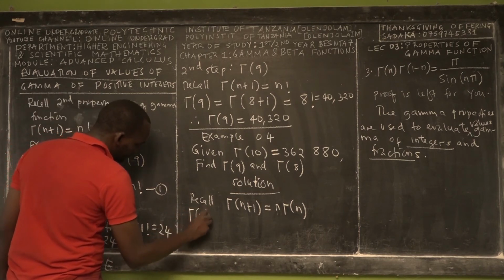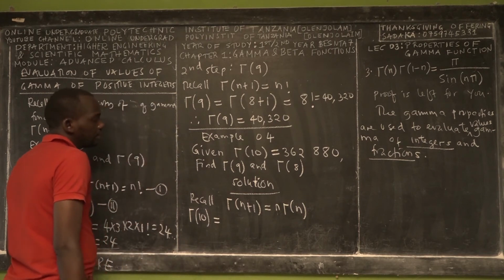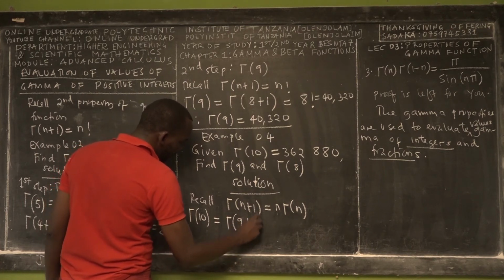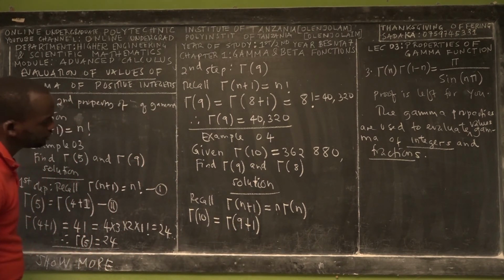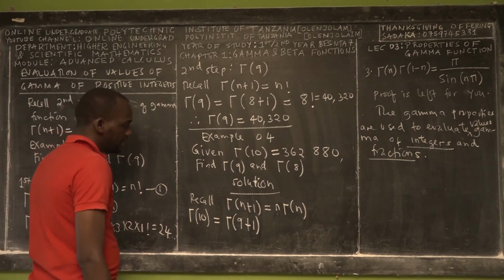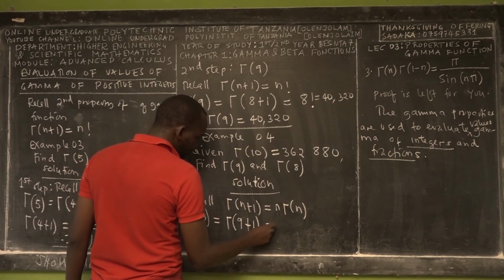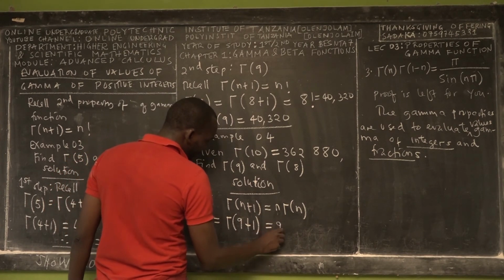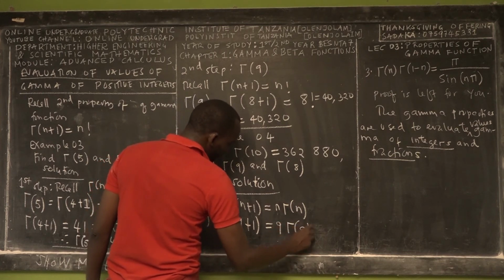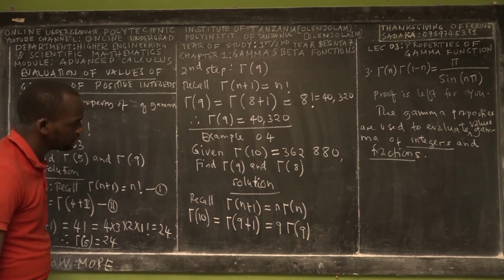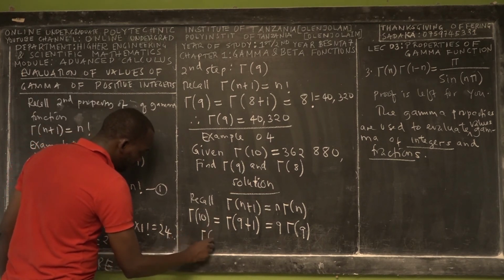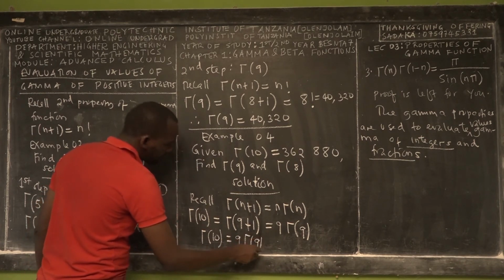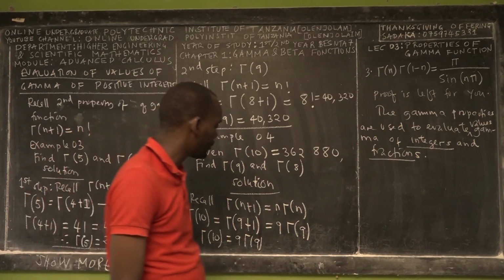So gamma of 10, this is equal to what? Gamma of 10 is equal to gamma of 9 plus 1. And then this one is equal to what? So it's equal to n gamma of n. If you compare, n is equal to 9. So we have 9 gamma of 9. Okay, all right? So gamma of 10 is equal to 9 gamma of 9. The question is being asked to find gamma of 9.